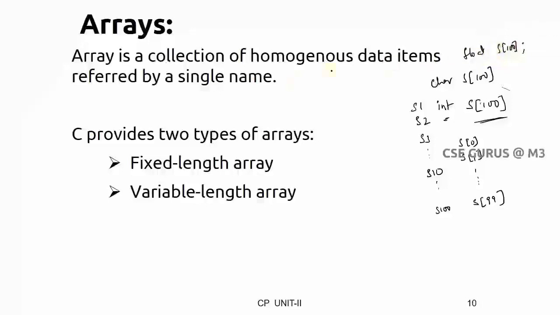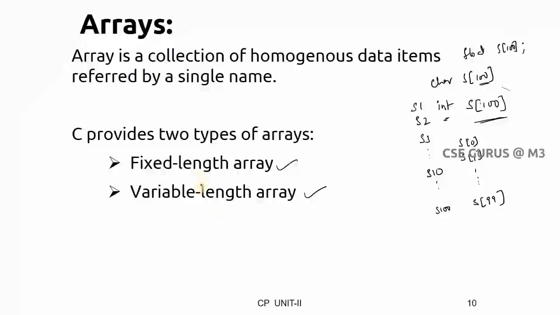Like this we will have arrays, and C provides two types of arrays: one is fixed length array and the other is variable length. Here it's fixed, s[100]. I can store a maximum of 100 values and cannot store more than 100. If I want to store more, I have to change the length. This is what we call fixed length or fixed size. A variable length array means it might change according to the input, and that is the dynamic memory part.